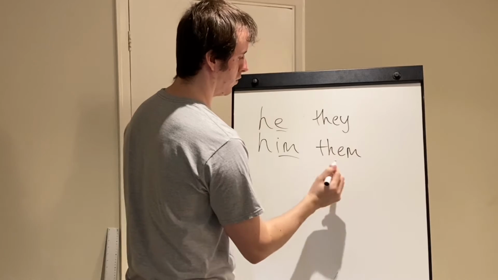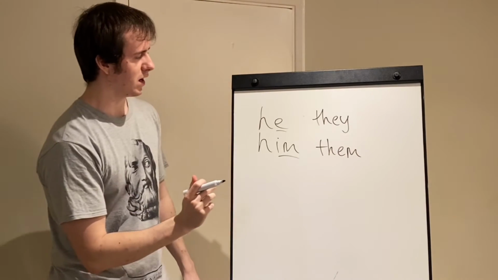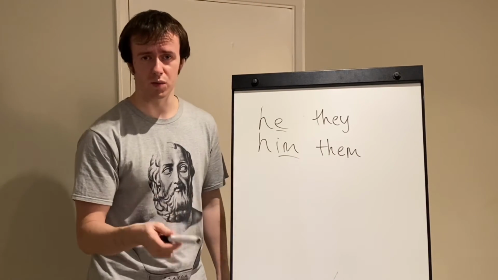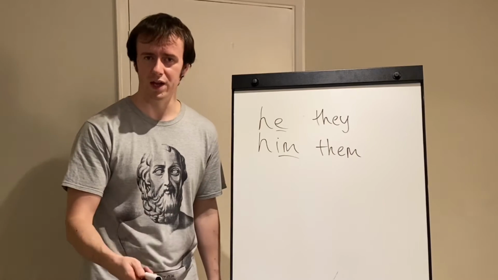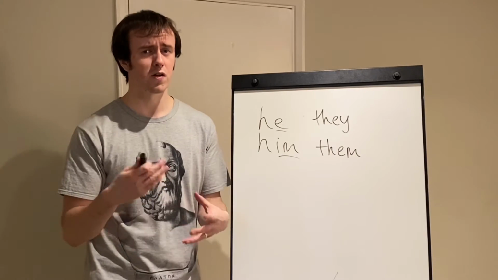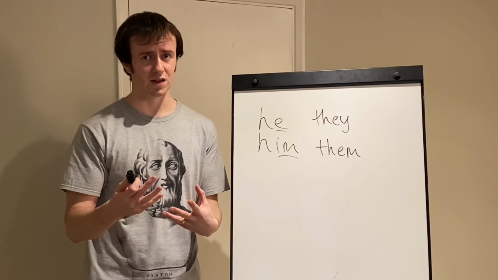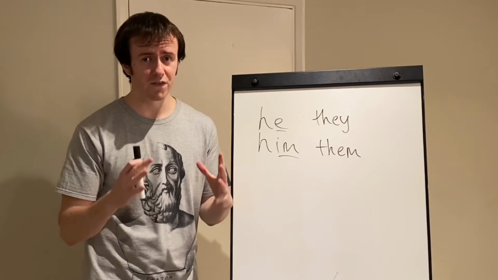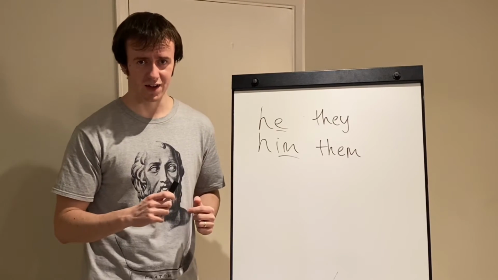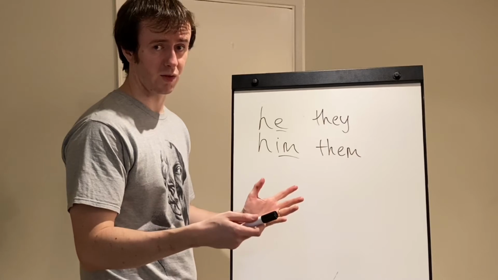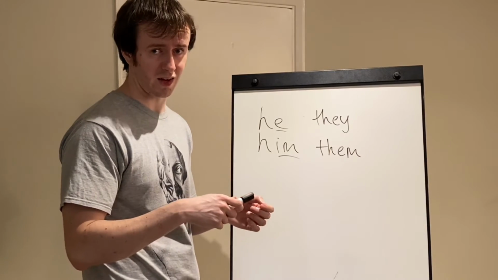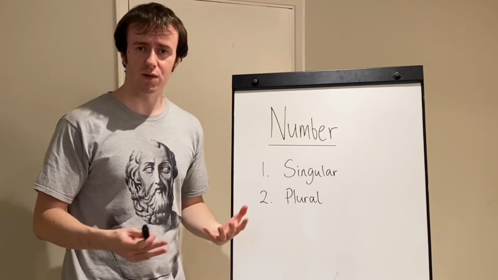Likewise, we do this with they and them. They is the nominative form and them is the accusative form. We also do it with I and me and we and us. So there are a few places where we still have cases in English, but almost every noun in ancient Greek had cases. In addition to pronouns, even adjectives had cases in ancient Greek. Let's now look at number.